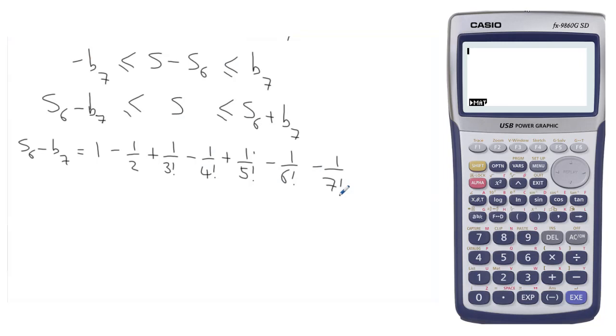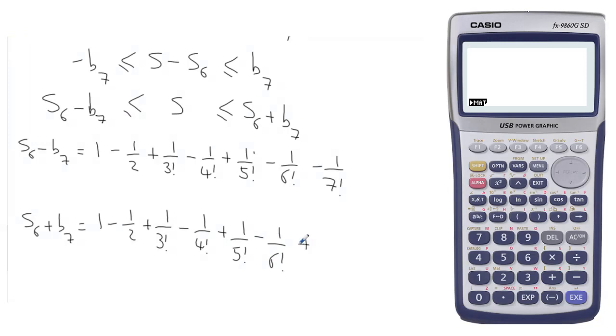Okay, so S6 plus B7. S6 will be exactly the same: 1 minus a half plus 1 over 3 factorial minus 1 over 4 factorial plus 1 over 5 factorial minus 1 over 6 factorial. But this time we add B7 on, so that would be plus 1 over 7 factorial.